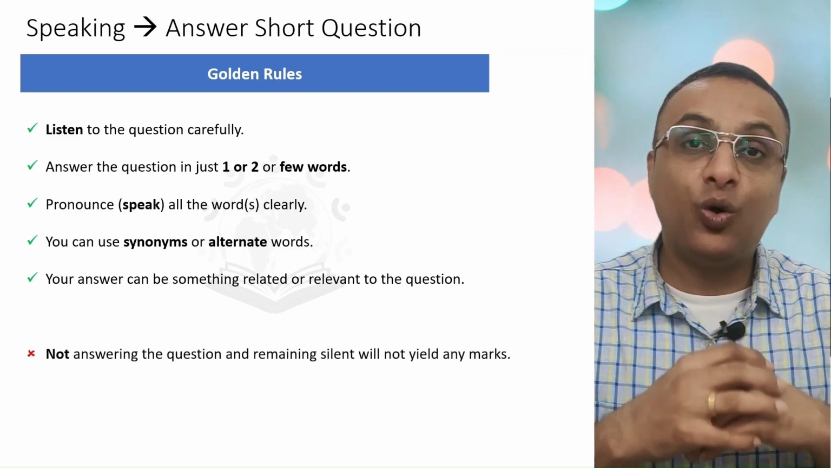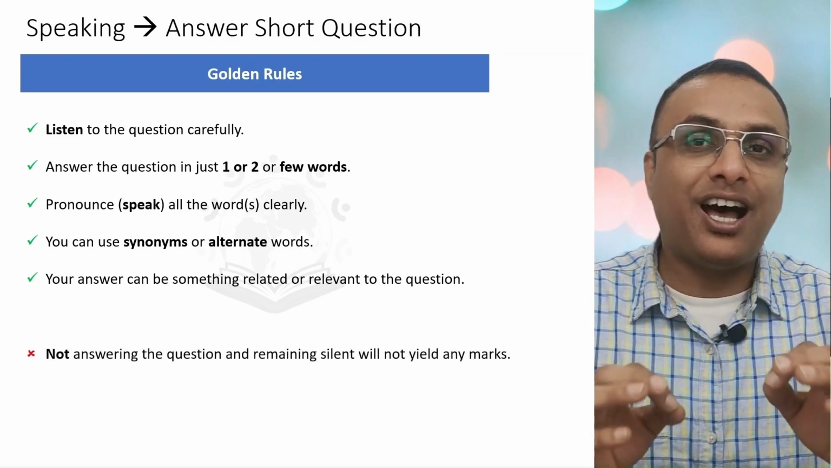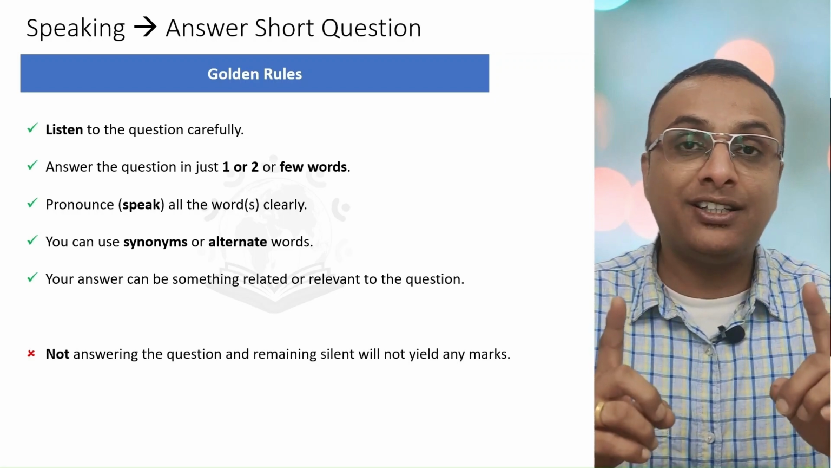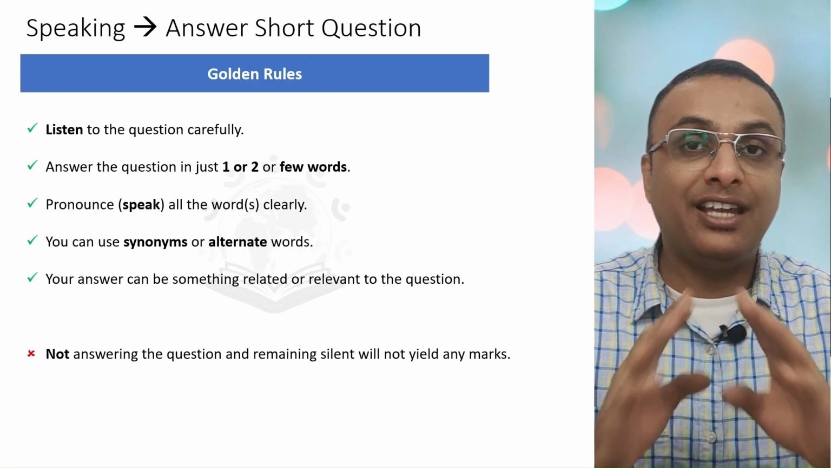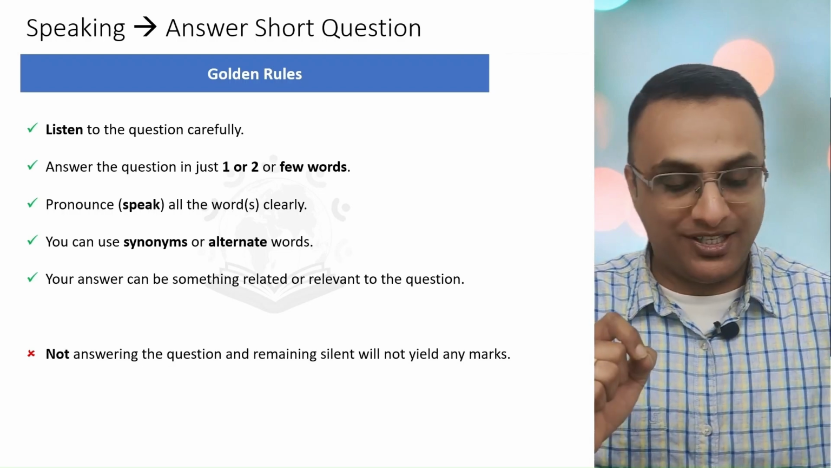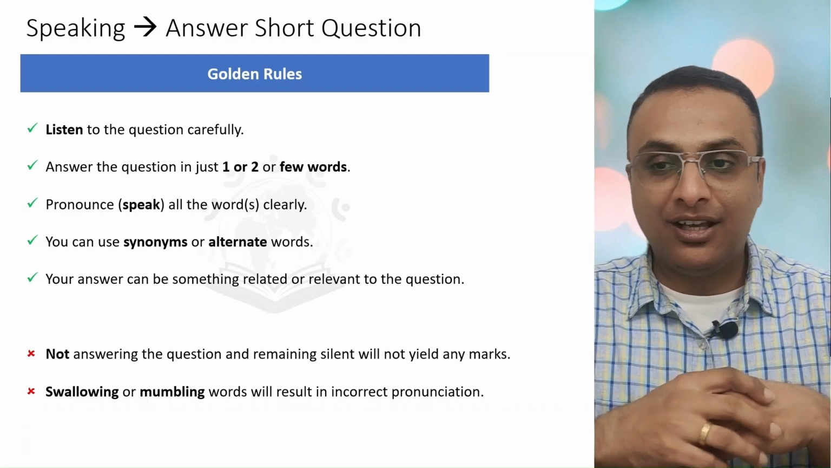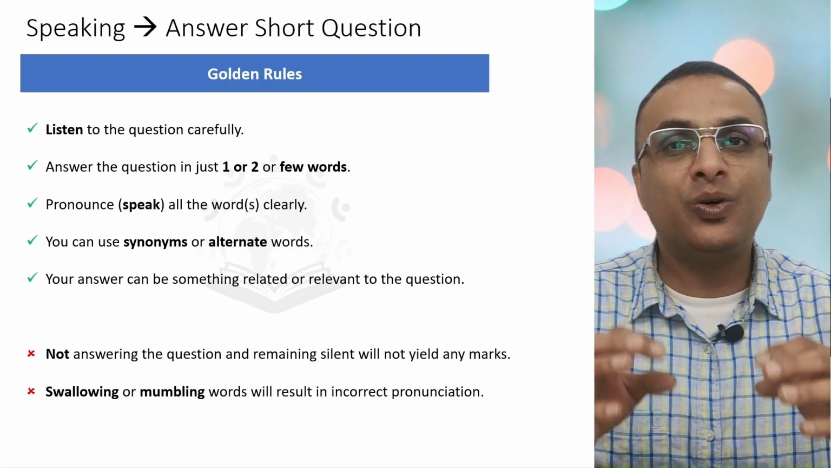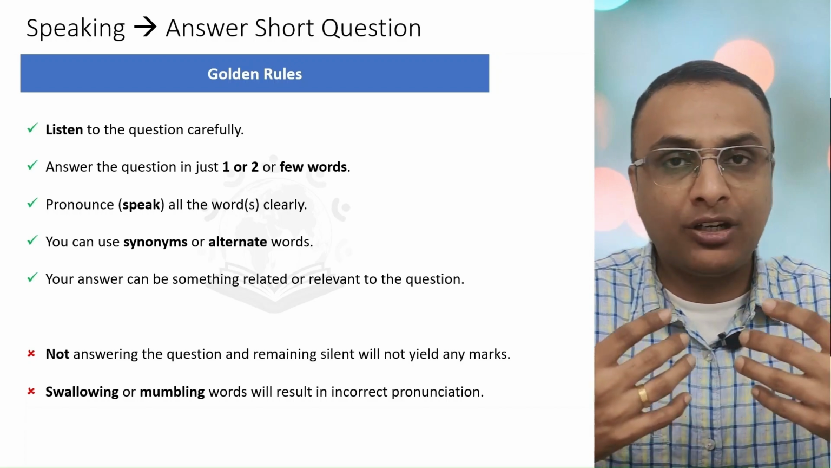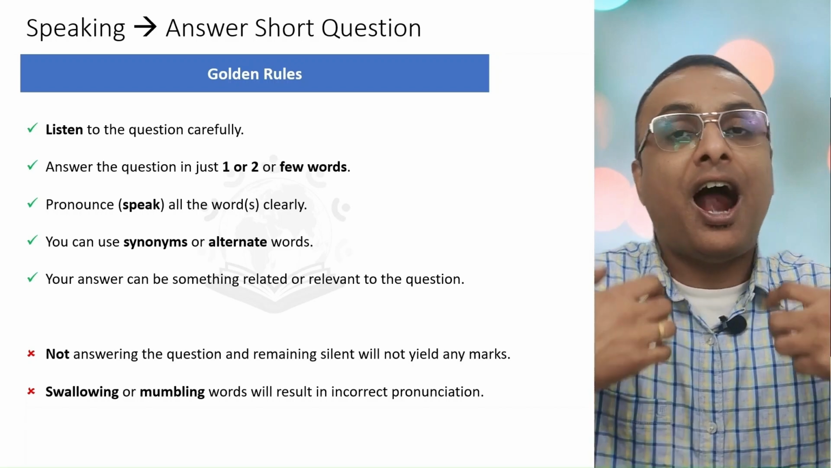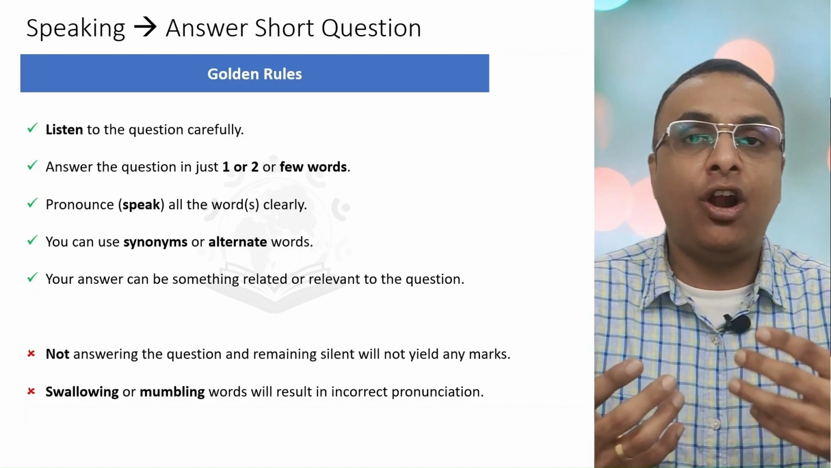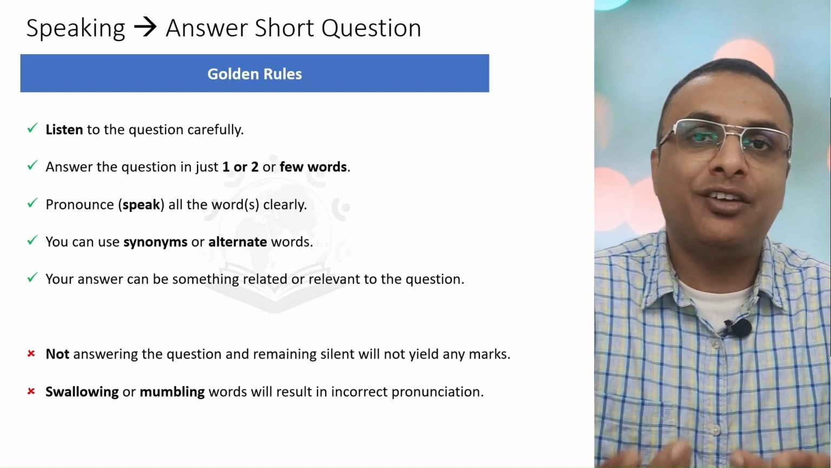Next, what are the don'ts? If you don't answer anything, meaning if you remain silent throughout your recording time, you will not be given any marks for that particular question. Next, swallowing or mumbling of words will again lead to less marks. Meaning, PTE may not give you marks because it is unable to understand your mumbling. It cannot understand whatever answer you're giving.